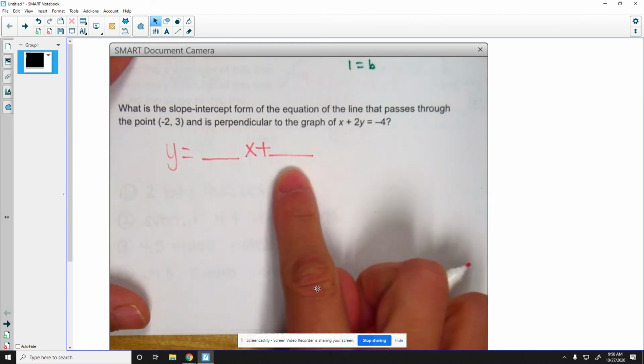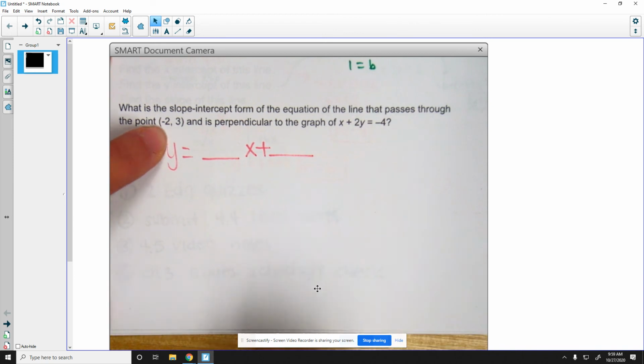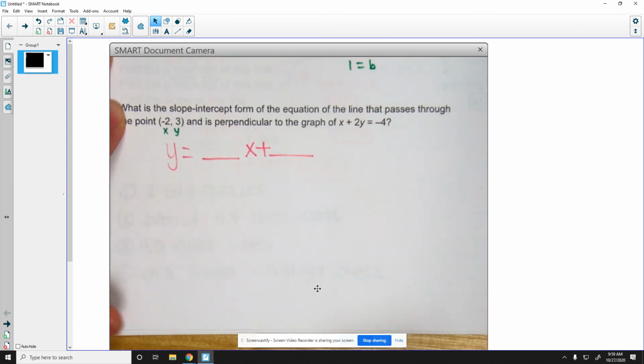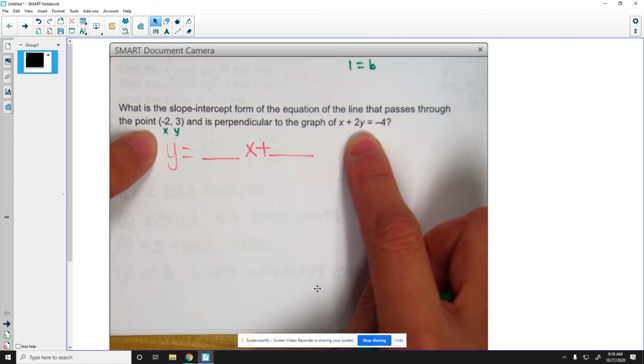Okay, so what is the slope-intercept form of the equation of the line that passes through that point? Remember how we said they're not going to just give me a point if I'm not going to use it. That's probably my x, that's probably my y, but it is perpendicular to this. Okay, this is a little bit more difficult. Does anyone know what I have to do first?